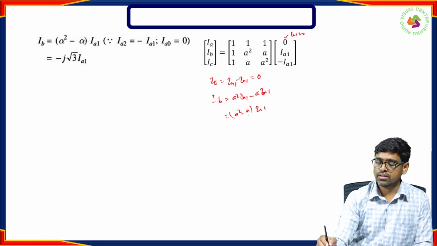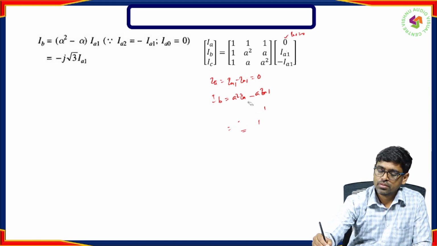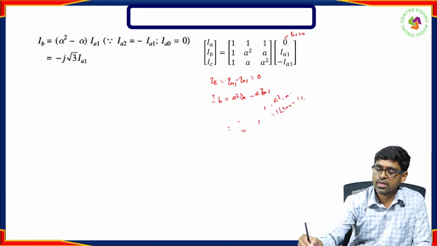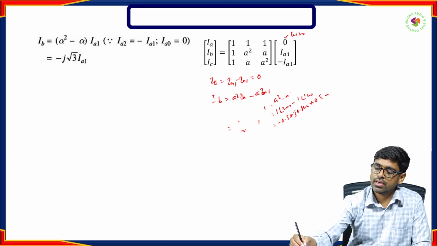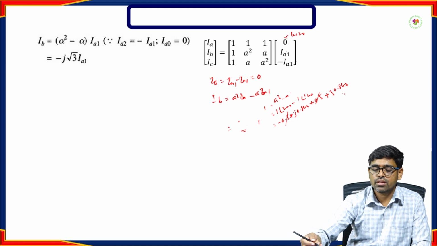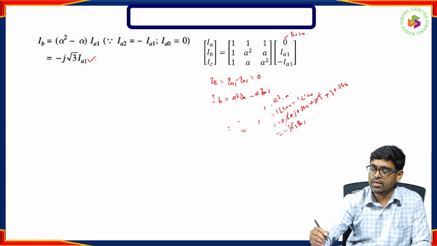Then A square minus A is nothing but minus j root 3 into IA1. A square is 1 at an angle of 240 degrees, minus 1 at an angle of 120 degrees. That is minus 0.5 minus j 0.866, minus minus 0.5 plus j 0.866. These cancel, and we get 1.73, so it is minus j root 3 into IA1. This value is the IB value.